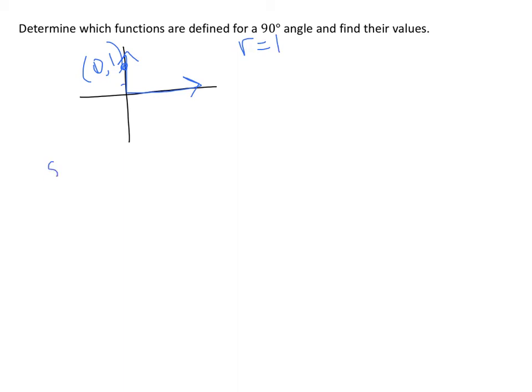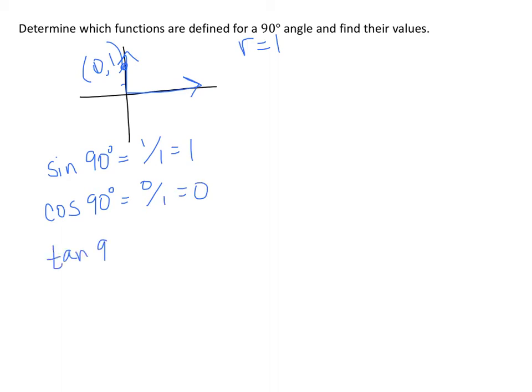So when I start with sine of 90, because that's the angle that I know, sine of 90 is y over r, 1 over 1, which is 1. Cosine is x over r. 0 over 1 is 0. Tangent of 90 is y over x. This is undefined. You cannot divide by 0.